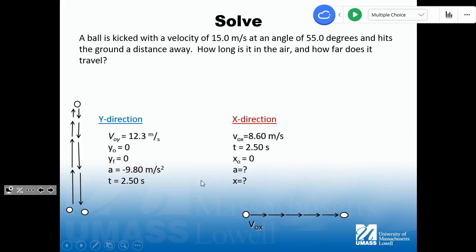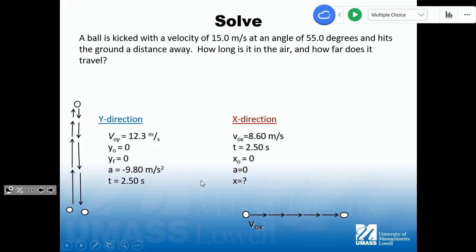In the x-axis, I know my initial velocity is the x component of v0, which was 8.6. I know the time because I solved it in the y-axis. Right, it's the same amount of time in both axes. My initial displacement in the x is 0. I'm looking for final displacement. And it says A is a question mark, but we know A in the x is 0. So look at those two values of A, in the x and the y. For any projectile motion problem, those will be your values for A.